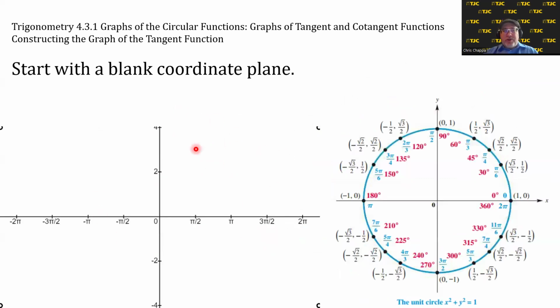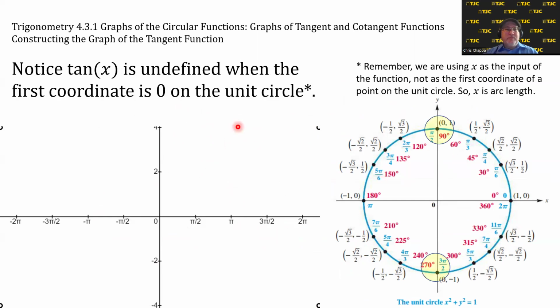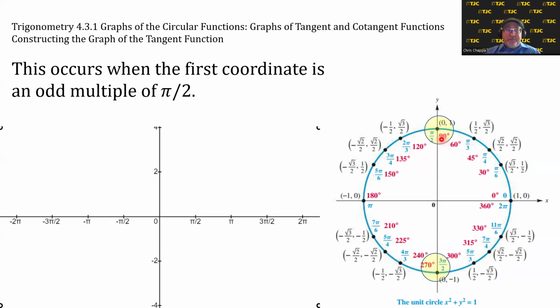Let's start with a blank coordinate plane. Here we have our unit circle for reference. Notice tangent of x is undefined when the first coordinate is 0 in the unit circle. Remember, we're using x as the input of the function, not as the first coordinate of the point on the unit circle. So x is an arc length. Now, tangent is undefined when the first coordinate is 0 because tangent is second coordinate over first coordinate.